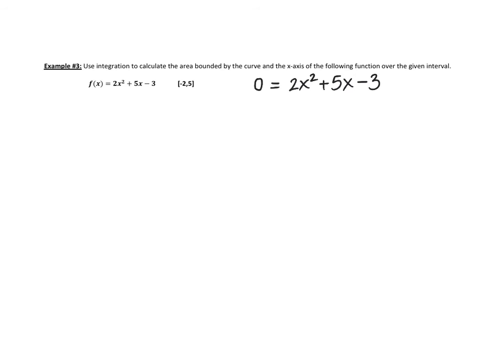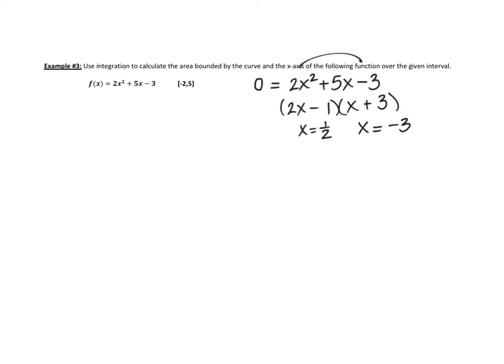Let's factor this one. You can use AC method where you multiply those two together, or you can do guess and test. I'm going to do guess and test. So 2x and x, 3 and 1. I believe that should be a positive and a negative. So this should be x equals 1/2, and this should be x equals -3.